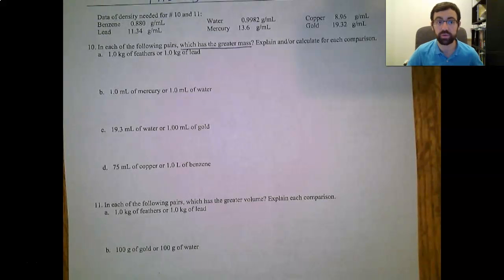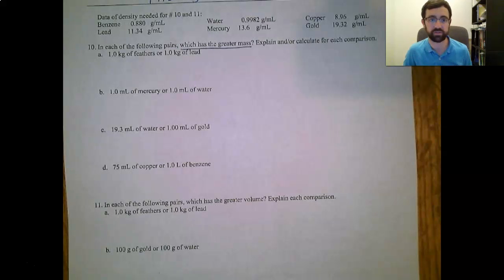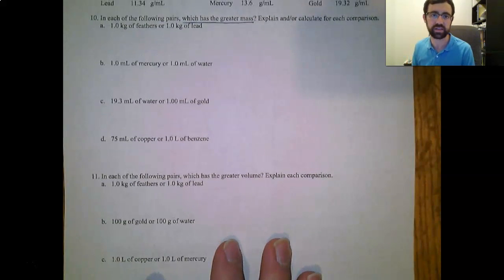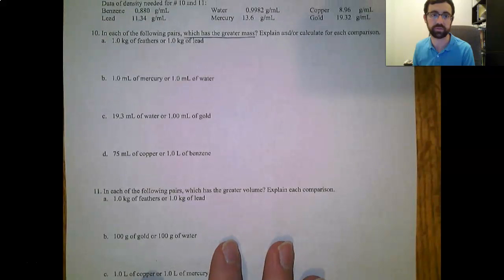Okay? So really, there's not one that has a greater mass. They have equal mass. So the answer to this would be the 1.0 kilograms of feathers and the 1.0 kilograms of lead both have the same mass because kilograms are a unit of mass and 1.0 is the same number in both cases. Okay, let's go on to the next one. I guess I shouldn't scoot it down that far. We're going to have to look at those numbers.